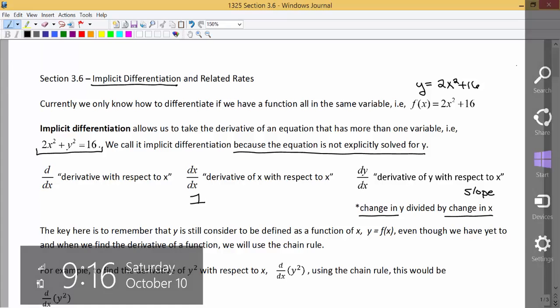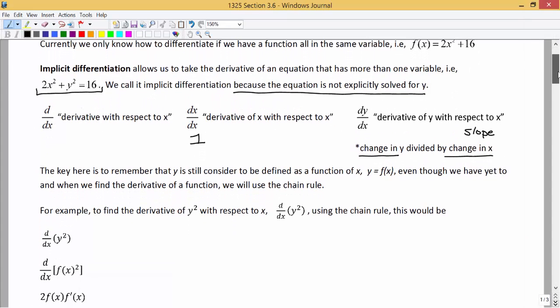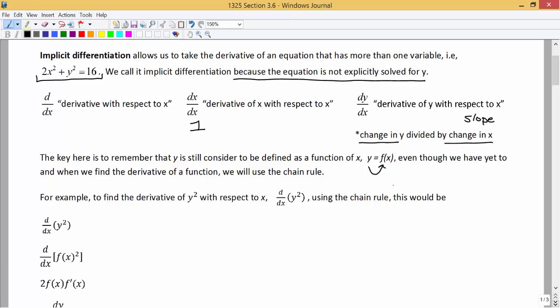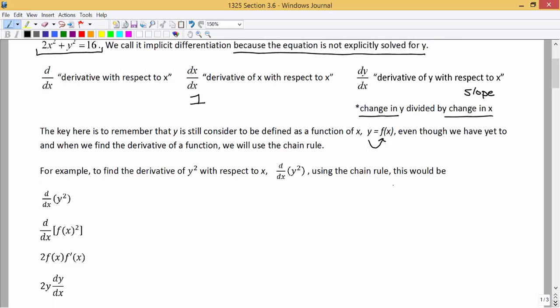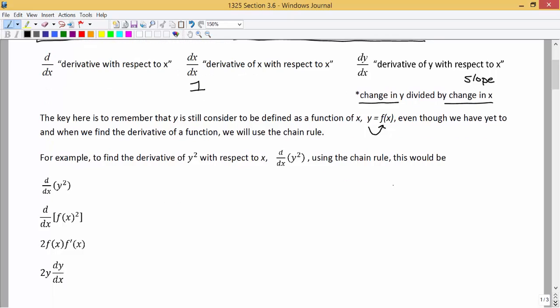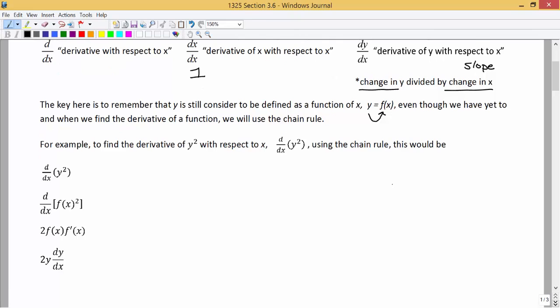So the key in this section is to remember that y, while not written as such, is considered to be a function of x. So y and f of x really represent exactly the same thing. So when we go to use implicit differentiation, we are actually going to be using the chain rule. So we're going to look through kind of a progression here to see why it makes sense that we would use this chain rule.